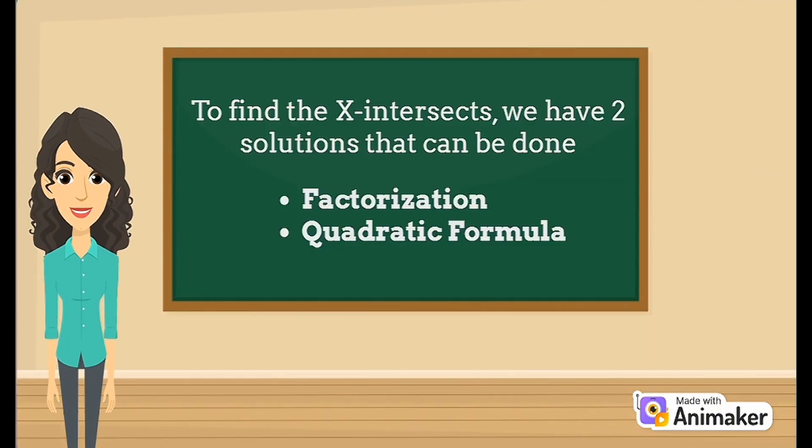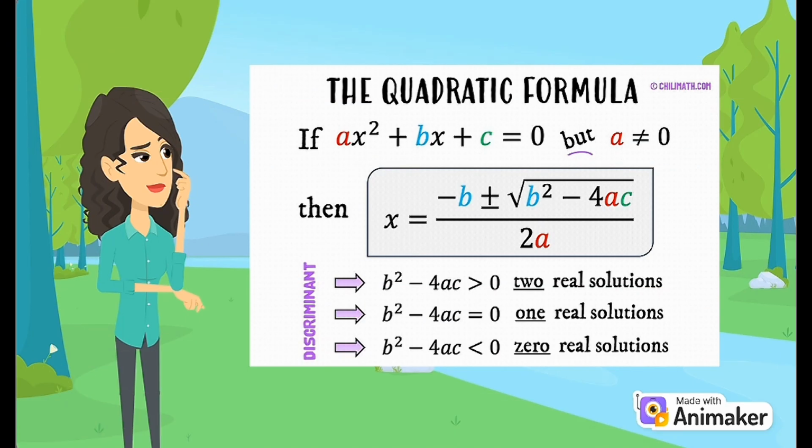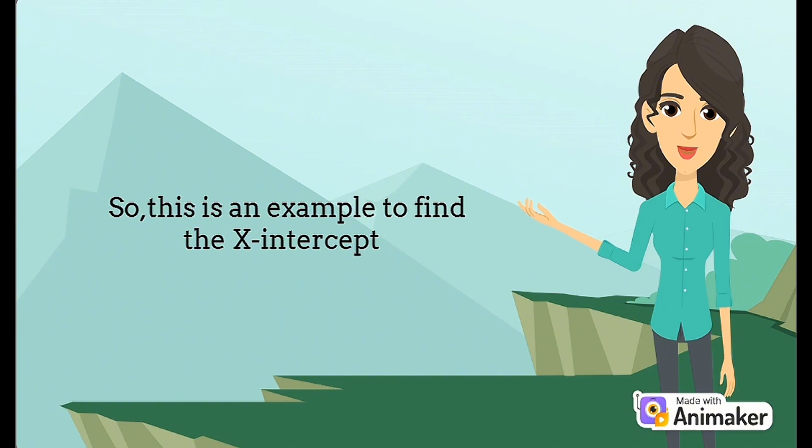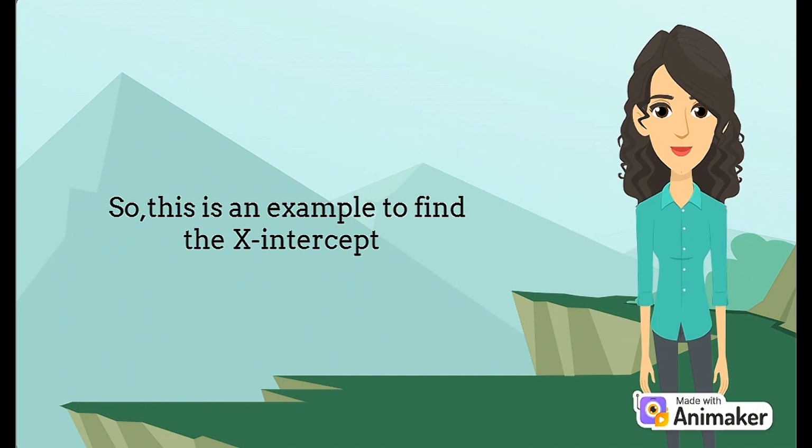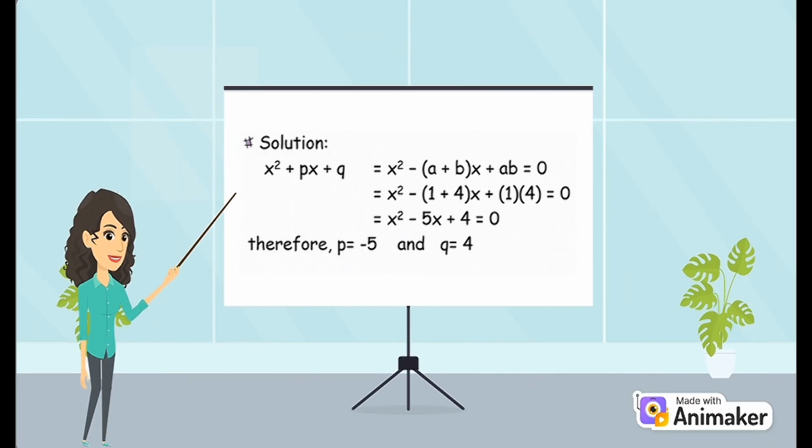To find the x-intercepts, we have 2 solutions that can be done. First is factorization using calculator and second is using the quadratic formula. This is how the quadratic formula works. So, this is an example to find the x-intercept. For example, find p and q if x equals 1 and x equals 4 for the equation x² plus px plus q equals 0, and you guys can see how to solve this question on the board.